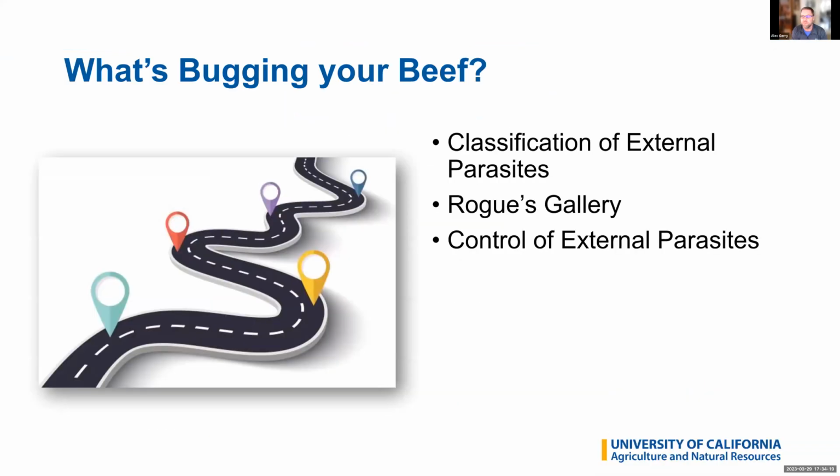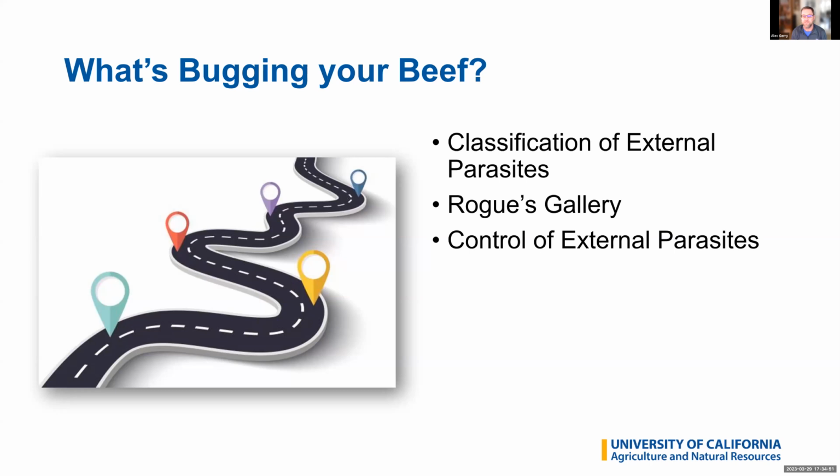So this first slide is really just a signpost for us. It gives us an idea, a roadmap really, of where we're going with our presentation. We're going to talk about the classification of parasites as external parasites and some ways that we categorize and classify them. It helps us to think about these parasites and their control if we're able to put them into categories of their associations with cattle.